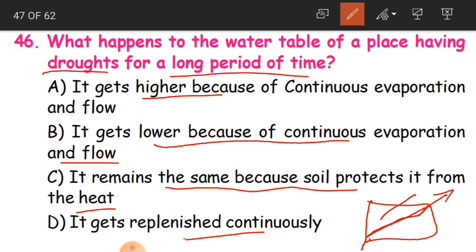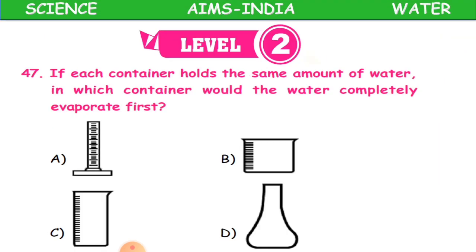So this line is going to decrease. No, decrease in the sense it is going to come down. So that is why our answer is: it gets lower because of continuous evaporation and flow. In the sense, you don't have rain and there is so much heat, so there will be continuous evaporation. What is evaporation, children? Where the liquid is going to change into gas. Because there is no liquid here and you are having continuous evaporation, that is why option B is the correct one.